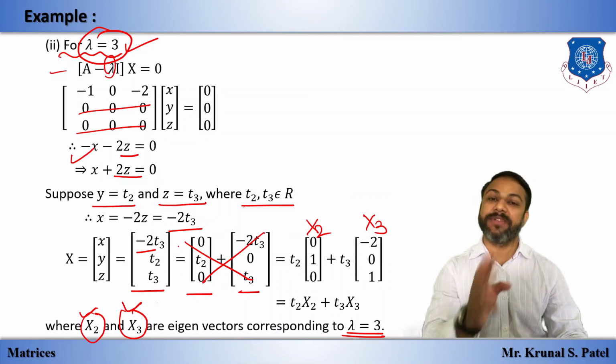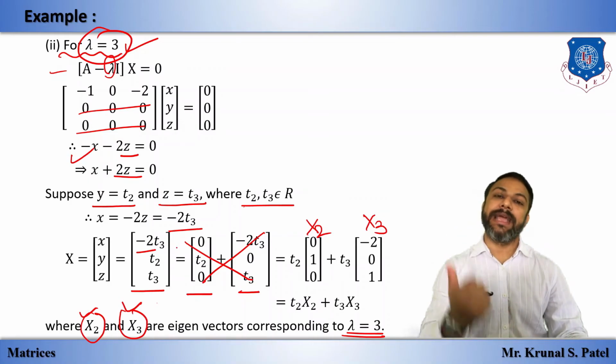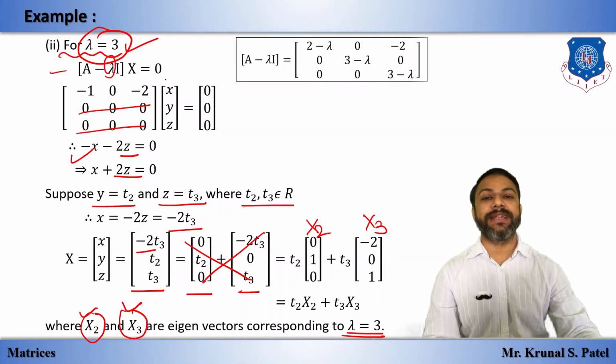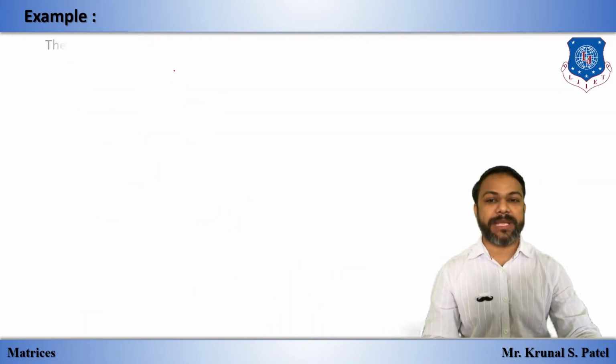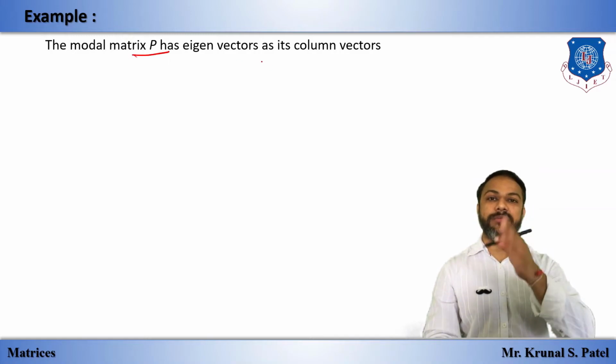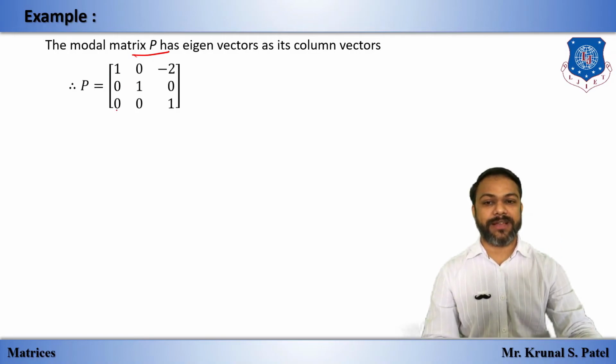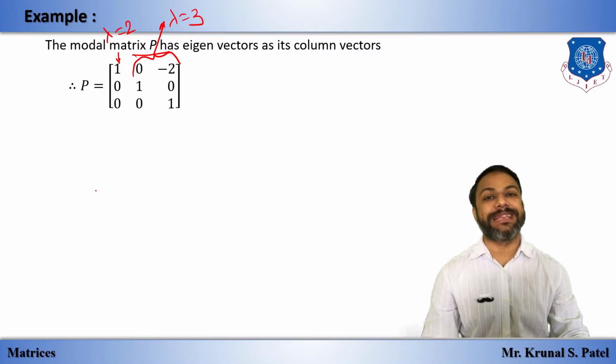But in this example, we have 3 linearly independent eigenvectors. We got 2 from this and 1 from lambda equal to 2. So we will find the model matrix capital P. We will write the eigenvectors column-wise. This is the first eigenvector for lambda equal to 2, and these are the 2 eigenvectors for lambda equal to 3. Now we will find P inverse.